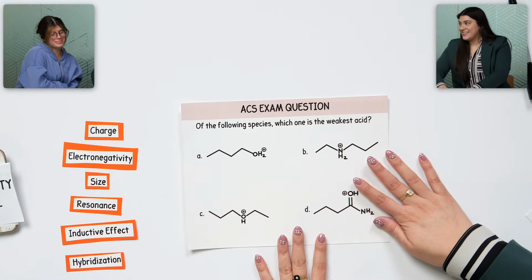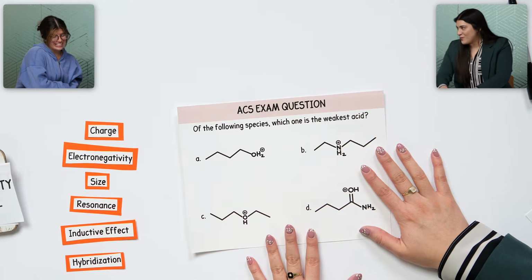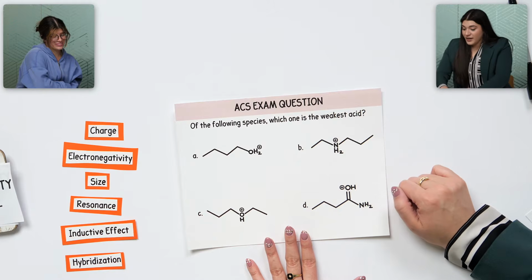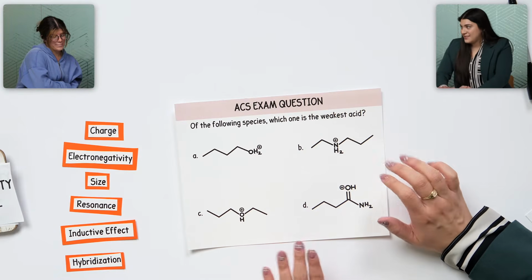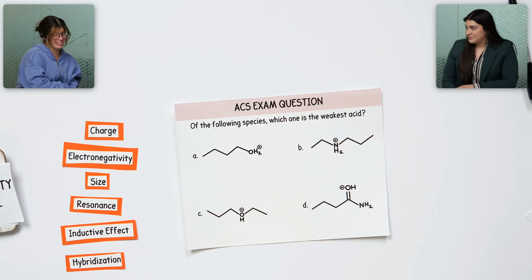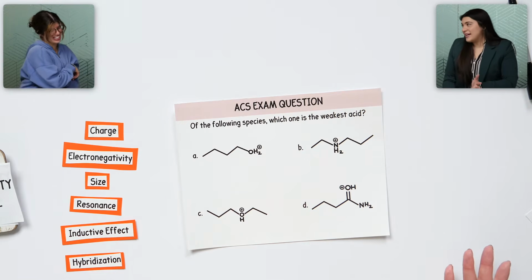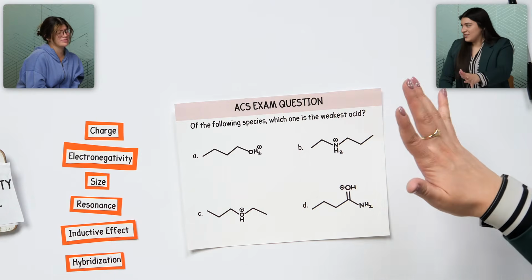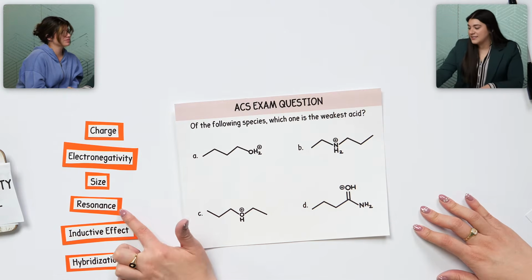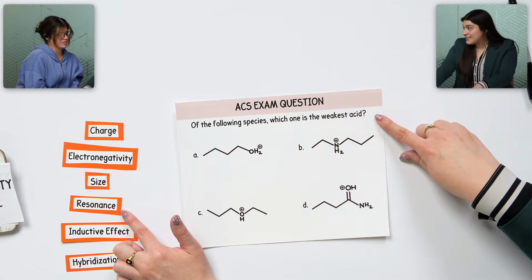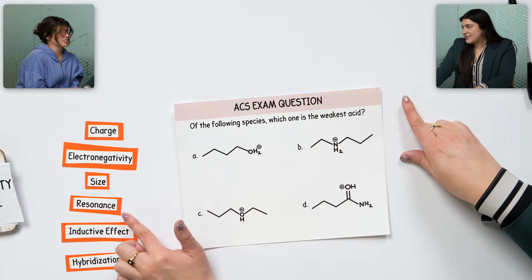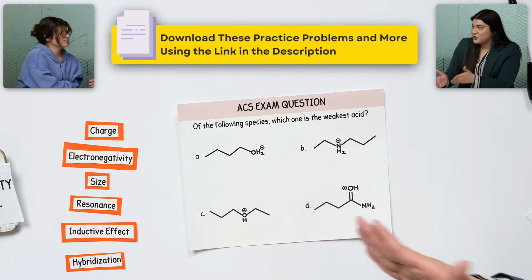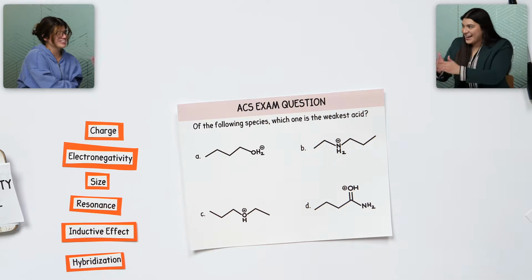This next one, an ACS exam question, I'm pretty much always throwing them in, right? This one specifically says, of the following species, which one is the weakest acid? What is this saying? Basically, which one's the most basic? Exactly. Which one is the strongest base? That's really what it's asking. I know that everything is now reversed. If something had resonance, it's not going to make it a weak acid. We actually want something that doesn't have resonance. So I would just pinpoint each one and say, which one is the strongest? Not that one. Not that one. Cancel. And then get to the end.